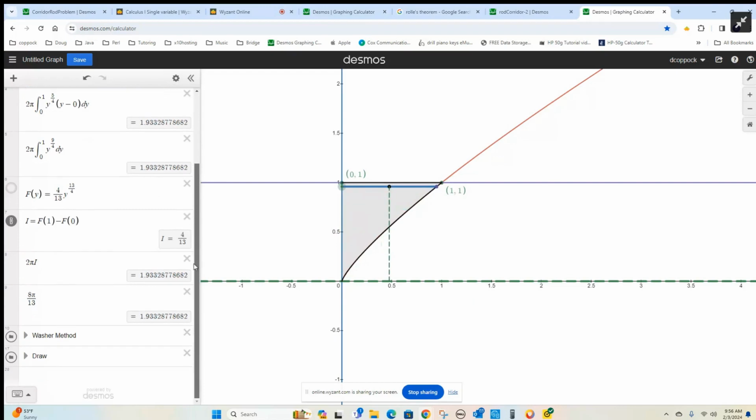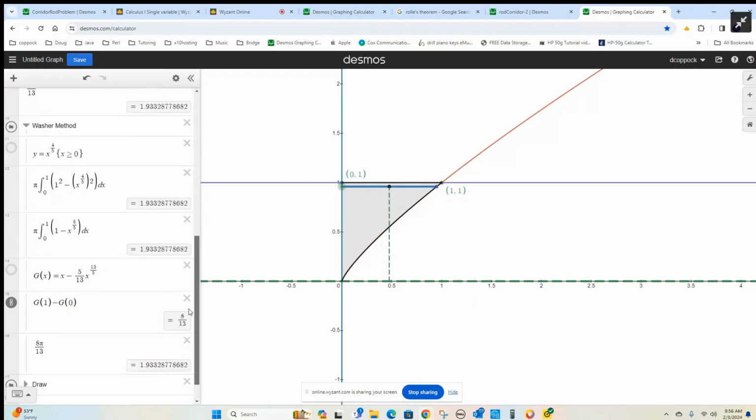And then I'll draw your attention to the fact that you could also do this problem using the washer method. If you solve for y in terms of x, you get the same graph over here, but now you can use the washer method. Pi times the outer radius squared minus the inner radius squared gives you the same answer.